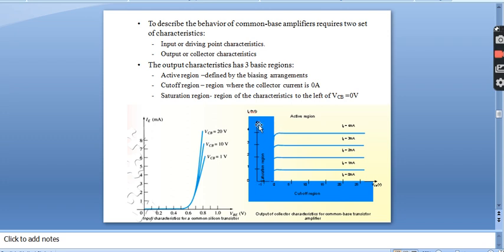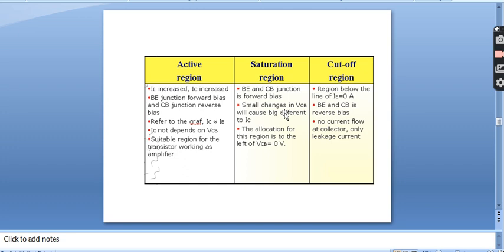In this graph, the region filled with blue is the cutoff region and saturation region. At one point, the collector current is going to be constant at a fixed input current. Here the base current is equal to 0, sorry. The region where the collector current is constant is the active region. So there are three regions: active region, saturation region and cutoff region. The active region is based on the biasing.